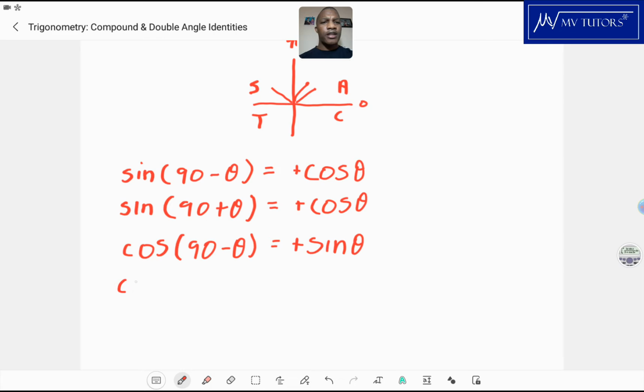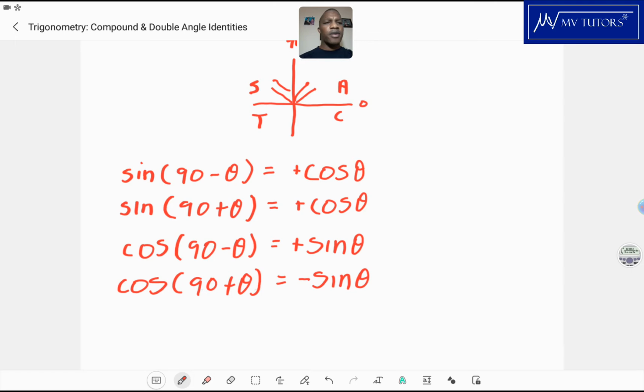And then finally we look at cos 90 plus theta. We start with the sign. Cos 90 plus theta is on the second quadrant, so is cos negative or positive in the second quadrant? It is negative. Then 90 plus theta changes a cos into a sine.